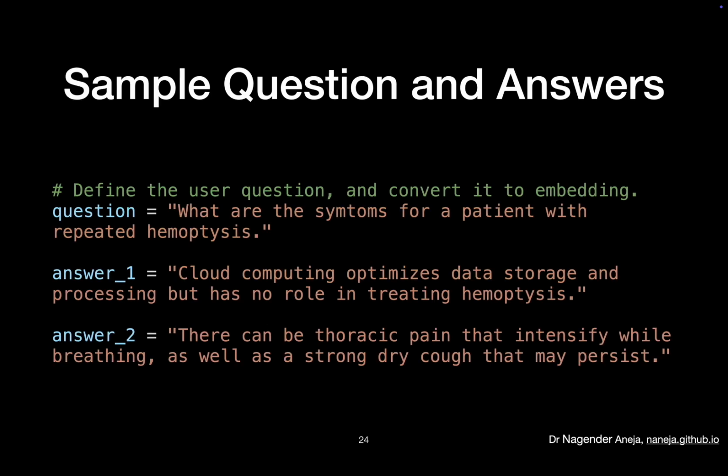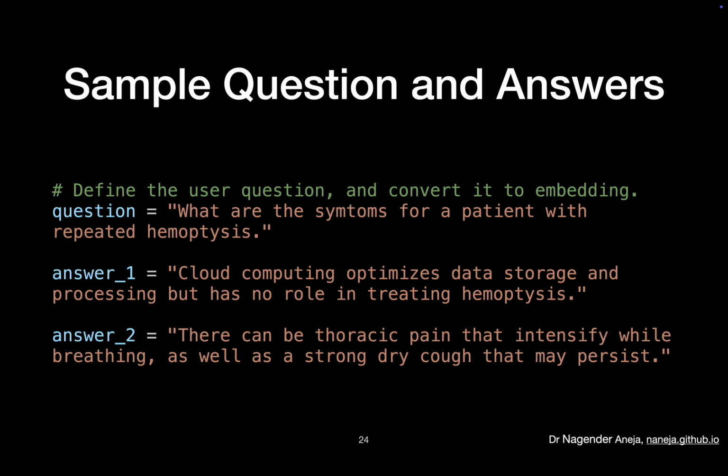Next, let's see whether it's working or not, before we start using the data set. Let's say this is the question: What are the symptoms for a patient with repeated hemoptysis? And let's say there are two answers. Answer one says cloud computing optimizes data storage and processing, but has no role in treating hemoptysis. And answer two says there can be thoracic pain that intensifies while breathing, as well as a strong dry cough that may persist. Actually, this was an answer extracted from this data set.